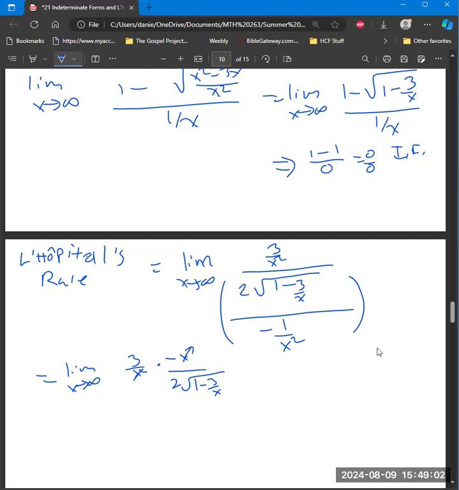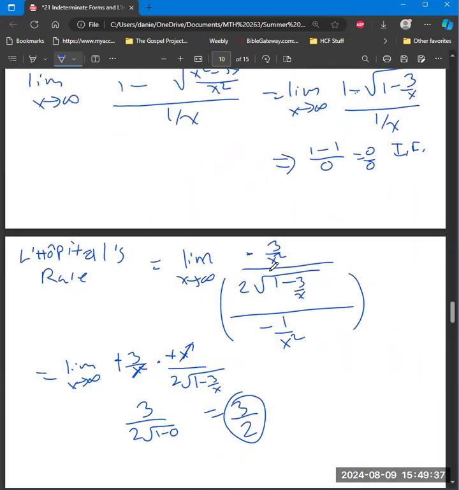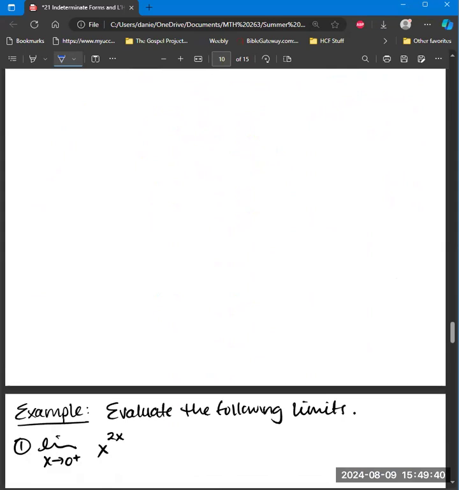Right, this is negative from here, so this is negative, and so that is a positive 3 over 2 root 1 minus 0, which is 3 over 2. And that's the same answer that I got up here, just a slightly different way of getting to it.